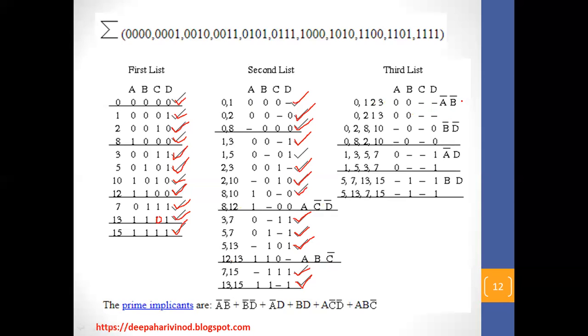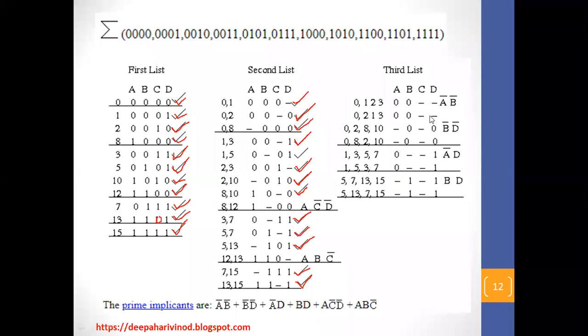So note down now, here you can avoid the same thing obtained again. Here you can choose only one, that is a bar, b bar. The same thing over here, that is b bar, d bar, and it repeats over here, a bar, d, and this one is bd. So here we have to choose the prime implicants, that is a, c bar, d bar, and a, b, c bar, because these two are not included in any of the comparisons. So they are left without a tick mark. Because of that, I have to choose those in my prime implicants chart.